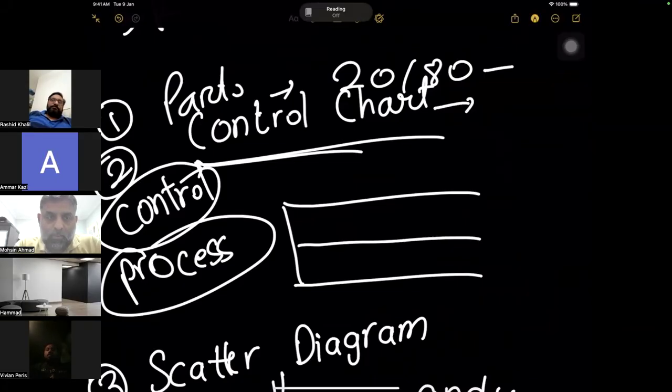Control chart shows whether the process is within the control limit or out of the control limit. We look into that through the control chart. Are we within the process or are we not in the process?